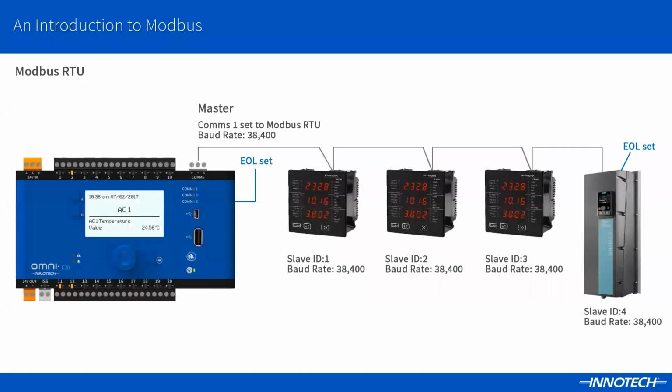In this example, we can see that the Omni has the Modbus protocol activated and RTU is being used to connect the devices to the Omni RS-485 comms port.